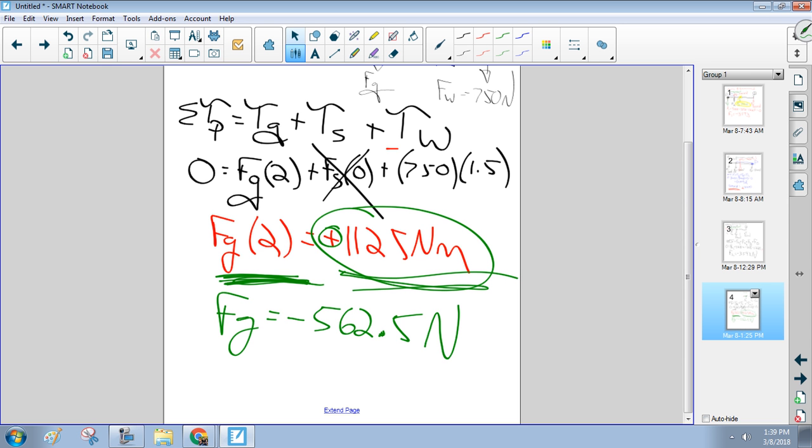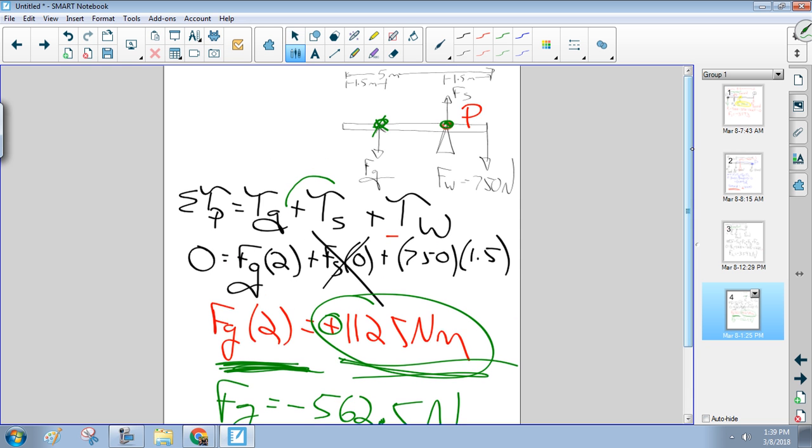Questions, issues, concerns? All right, how could I now very easily find this missing support force? Set your net force equal to 0, right? So our force of gravity was negative 562.5, plus the force of the support, plus the force of the weight, equals 0. And so it's going to give you 12 something.